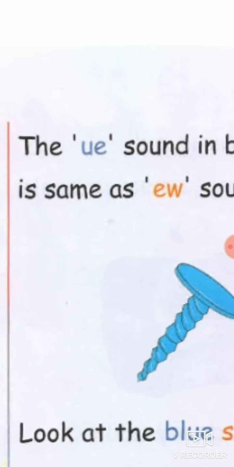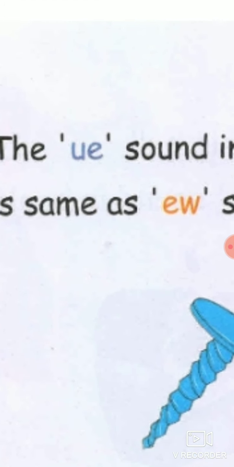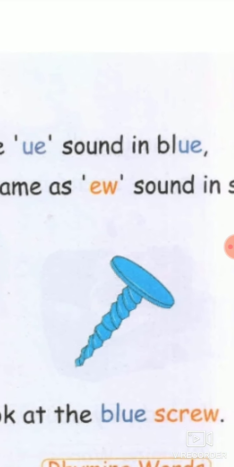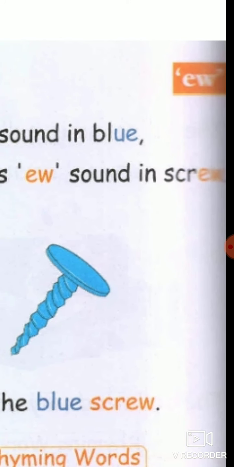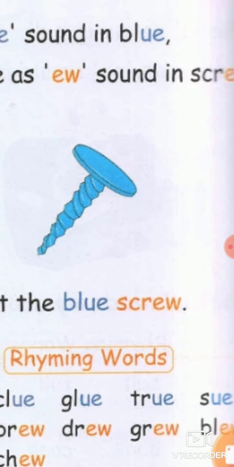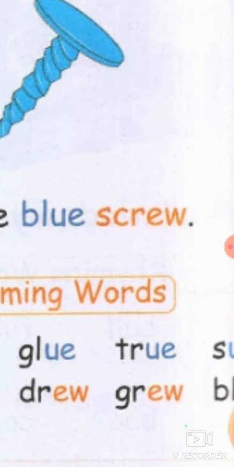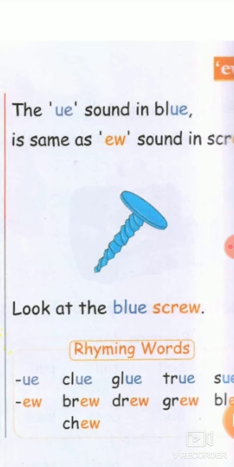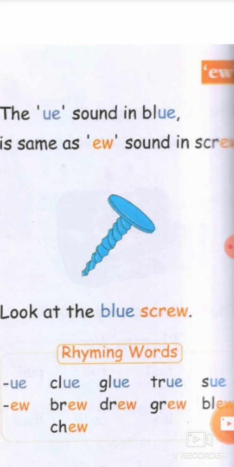See here and read with me. The UE sound in BLUE, blue is same as EW sound in SCREW. See here, here is the spelling of screw. Screw. What is it saying? It is saying that in the spelling of blue and screw, the sound of UE and the sound of EW both are giving the same sound.